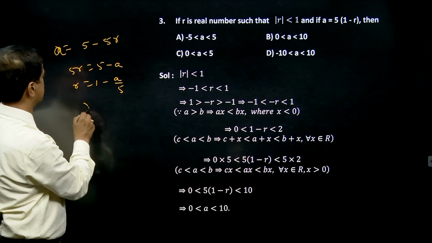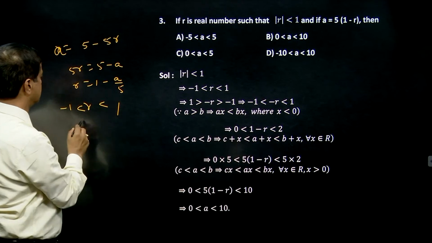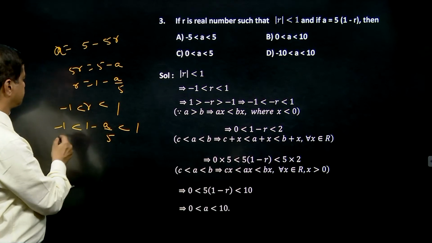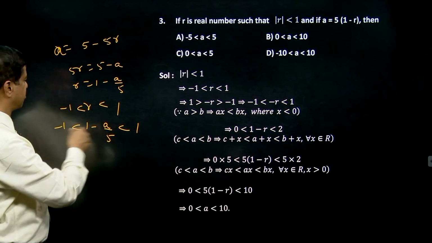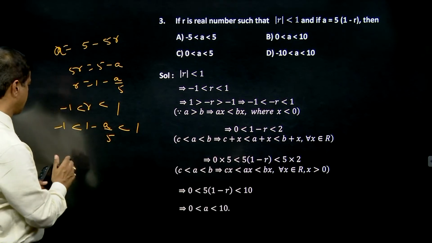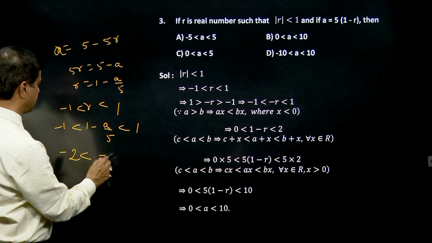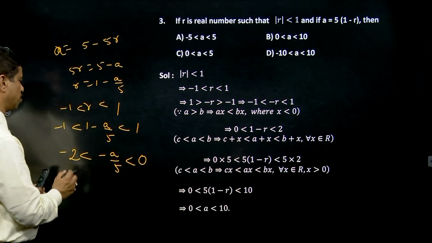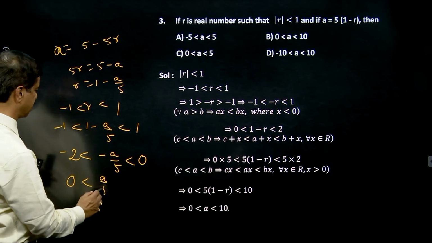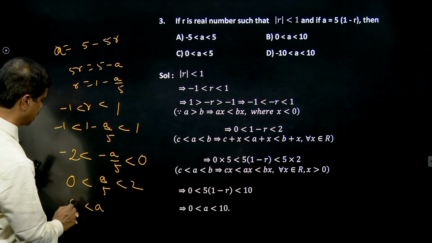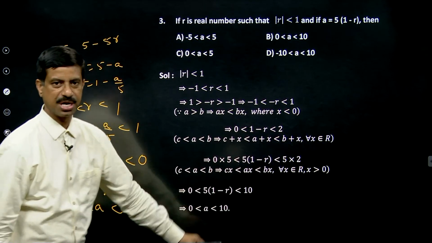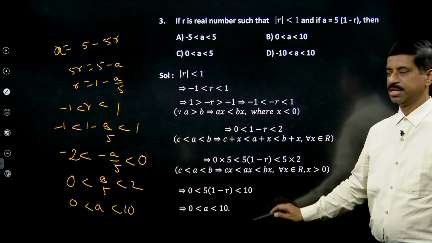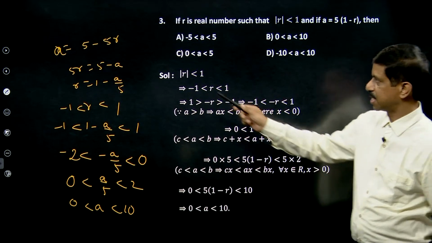See, R is greater than minus 1, less than 1, isn't it? So 1 minus A by 5 is greater than minus 1, less than 1. Now subtract 1 everywhere. So minus 2 is less than minus A by 5, less than 0. Then if I remove the minus sign, 0 is less than A by 5, less than 2. So A is greater than 0, less than 10. That's what we got here or not? See, children, this is one way of simplifying it.